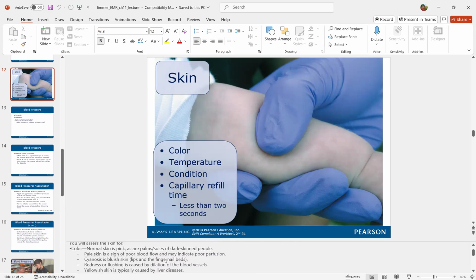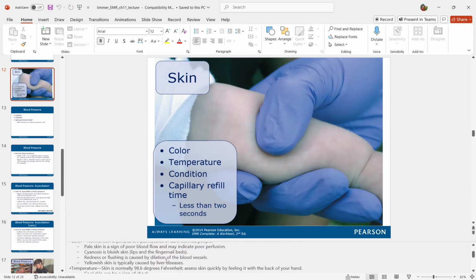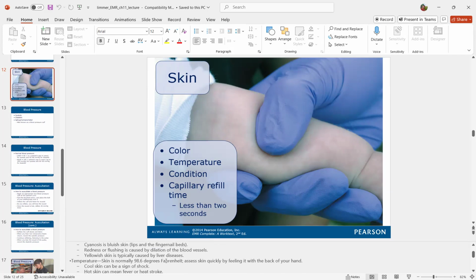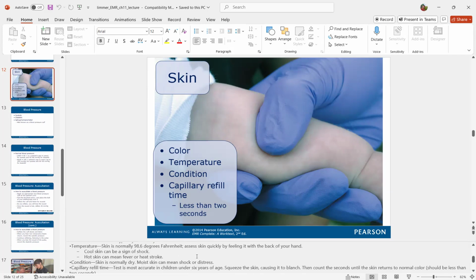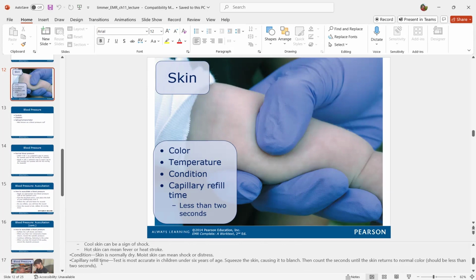So color: pale skin, cyanosis, redness, yellowish skin. What color is it? Temperature, skin is normally 98.6 degrees Fahrenheit. So we're going to assess the skin quickly. Are they cool? They could be in shock. Are they hot? Might be a fever or heat stroke. So pale, cool, clammy. What's the temperature of them? And then condition, skin is normally dry. Moist skin can mean shock or distress. And then our capillary refill time. So these are different things we can look at with the skin.